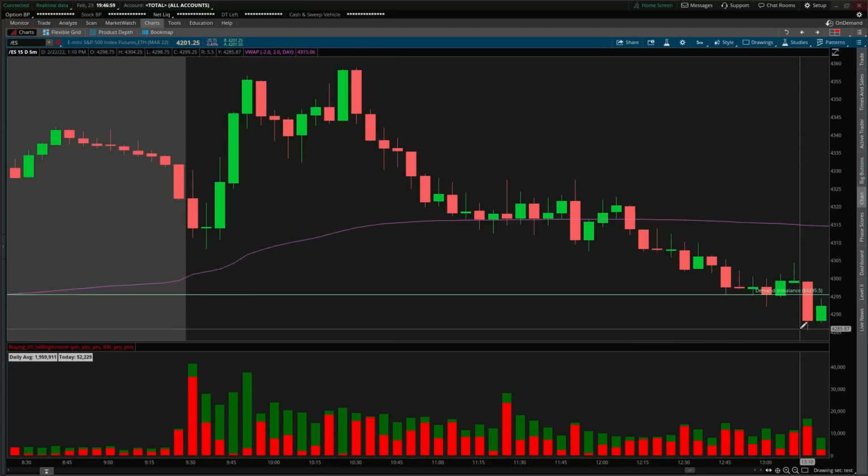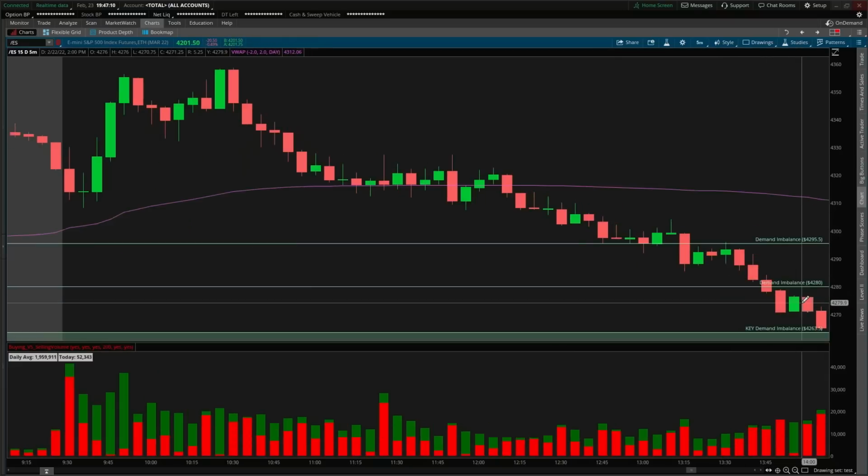It's safe to say buyers are not factored in here. They're not buying at lower prices. They're not accepting lower prices. And we only want to trade on the same side as buyers if we're looking to play it to the long side. So I would have avoided taking it long at this demand zone.